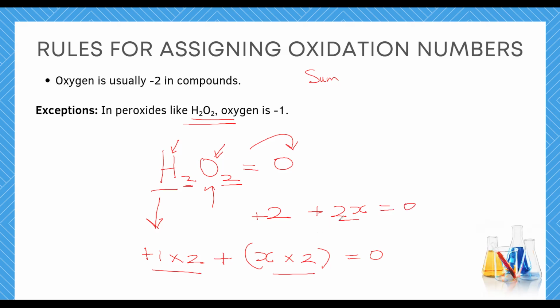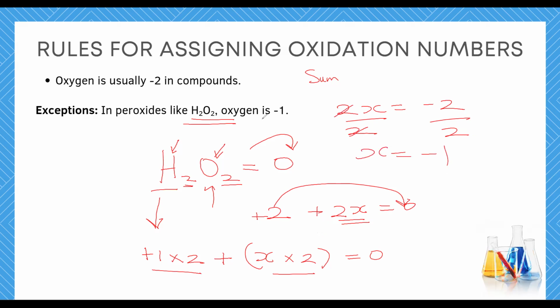So now we want to find X, so we're making it the subject of the formula. We take this 2 to the other side. So automatically we have 2X is equal to -2. When we divide both sides by the coefficient of X, which is 2, this cancels this, X automatically becomes -1. So you can see the oxidation number of oxygen here being -1 as we have applied that rule.